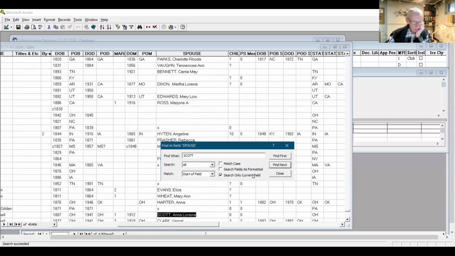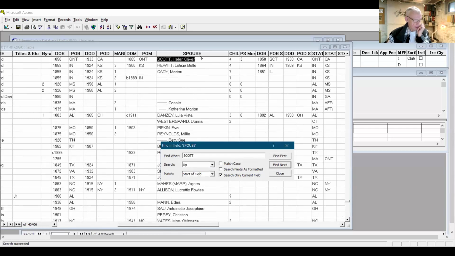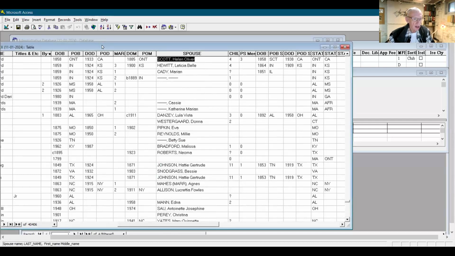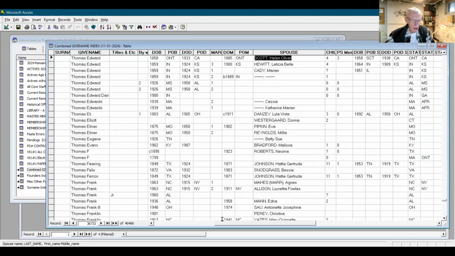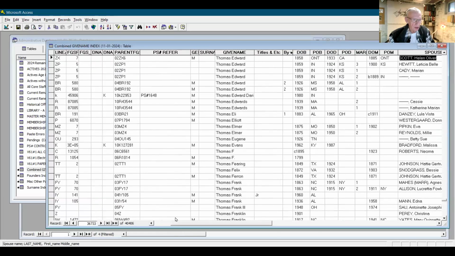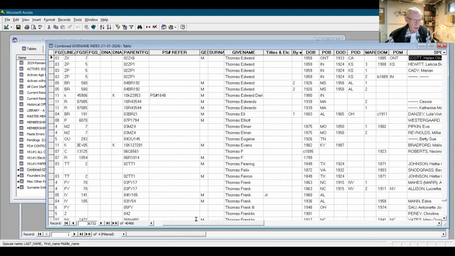Up. Sometimes I go too fast. Let's see. Let's go up. Okay, Helen Oliver Scott. Okay, that's the person I'm looking for. And I go back past here and I find, okay, Thomas Edward. Let's see. Okay, back here. And he is Thomas Edward.